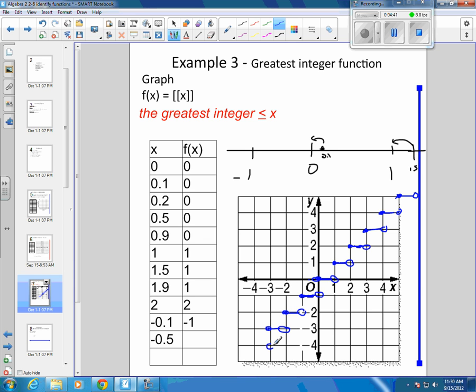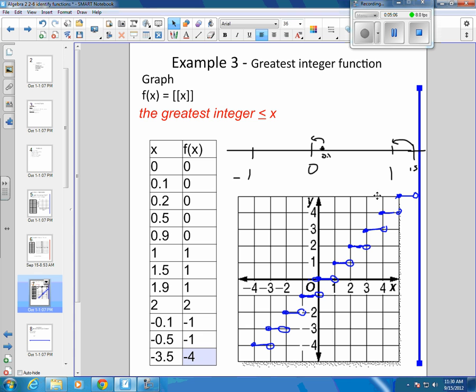Now the positive side seems like it makes sense, but the negative side looks a little bit different. So let me value it. So negative 0.5 goes to negative 1. Negative 3.5 though would go to negative 4. Because negative 4 would be the greatest integer that is less than negative 3.5.